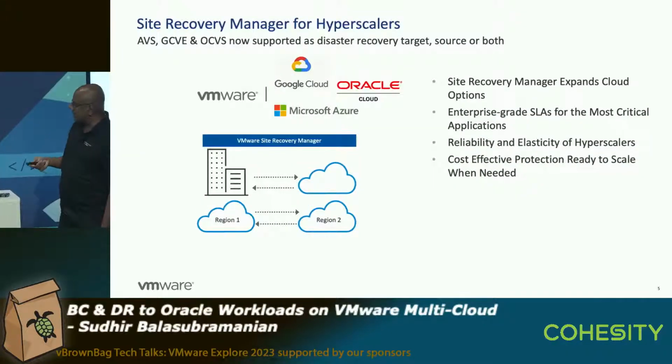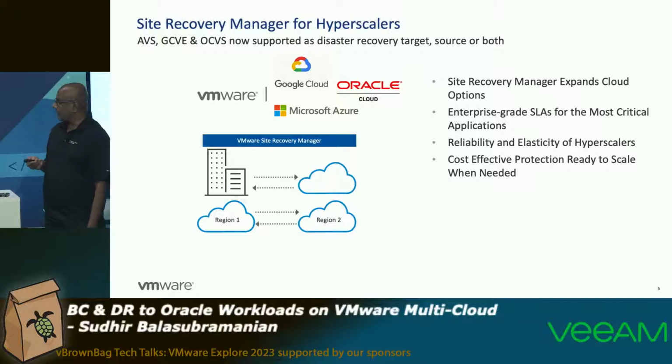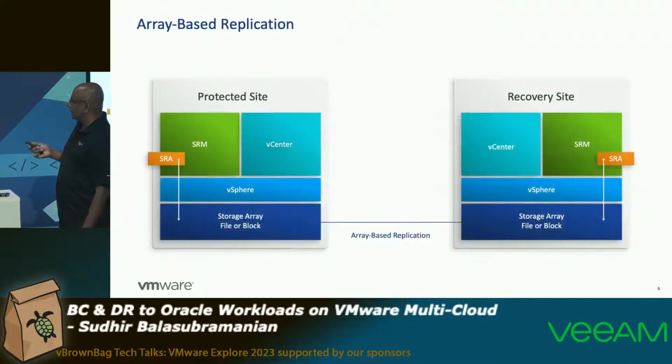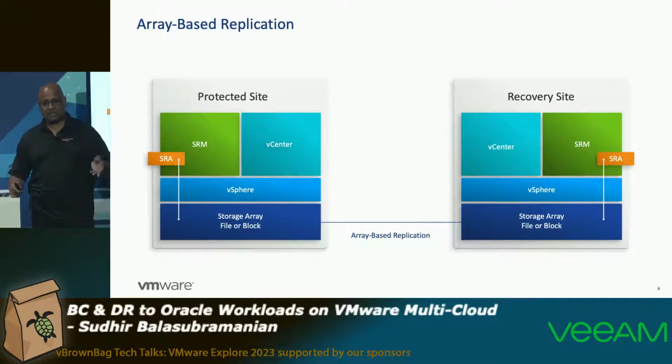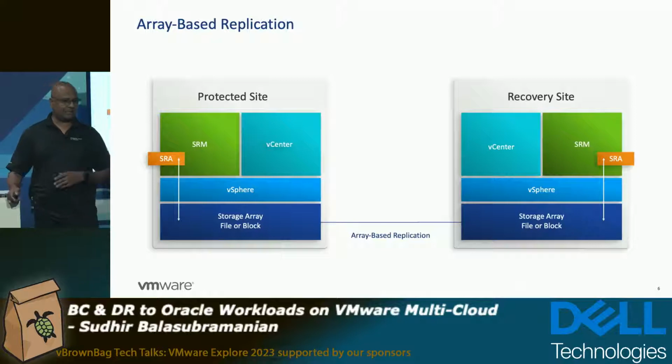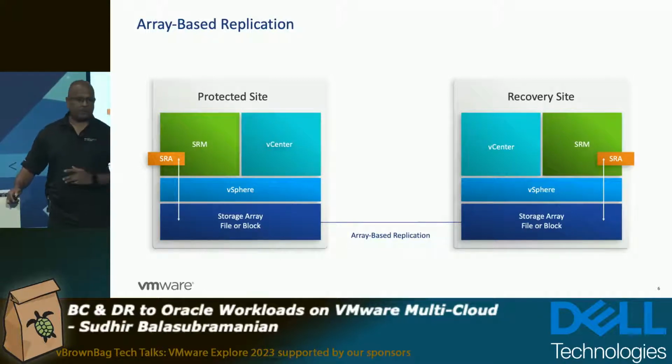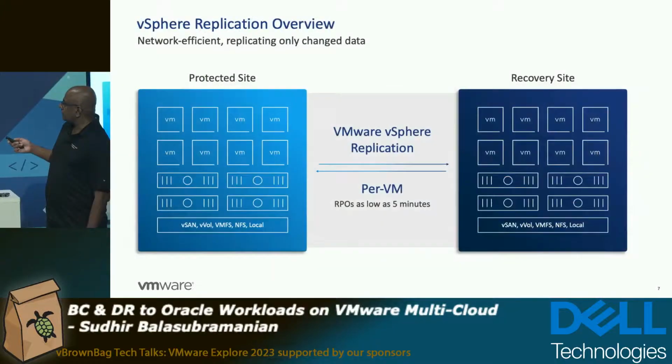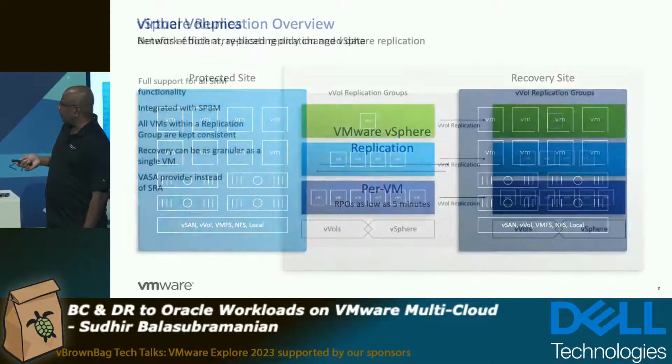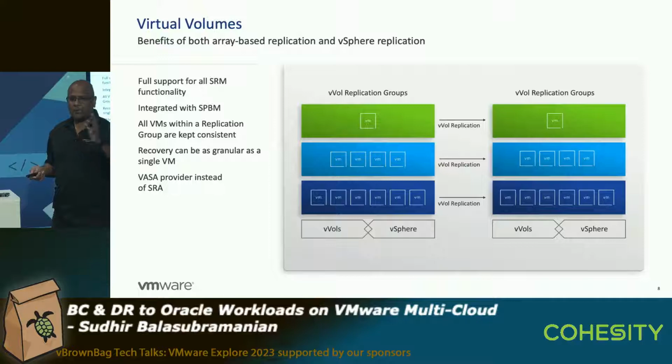Of course, we now have SRM for hyperscalers: GCVE, Oracle Cloud, Azure. So that's the better together story. Array-based replication, SRM does that as well. It just makes a call to the SRA, and the SRA does your replication, whether that's your NetApp, Hitachi, Pure, or whatever. SRM just does the handoff, and that's it. vSphere Replication, I'm going to move over these slides.